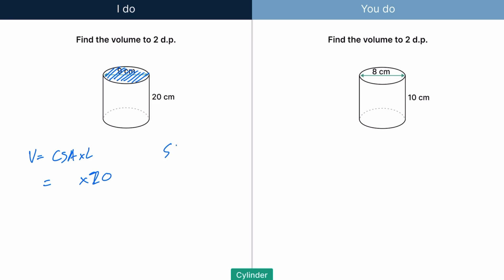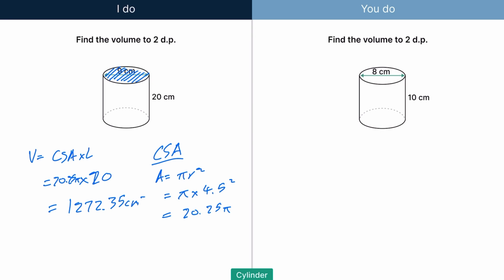And for the cross-section area, we know that it's a circle. So the area of a circle is pi r squared. The radius is just going to be half of that. So that's 4.5 squared, and we can just leave that as 20.25 pi, and then we just put that in here. So that's 20.25 pi times 20, so on my calculator I times that by 20, and to 2 decimal places I get 1272.35 centimeters cubed.